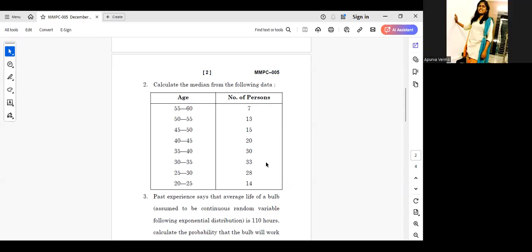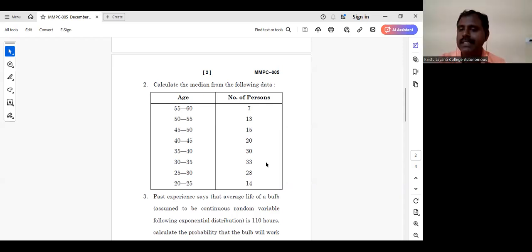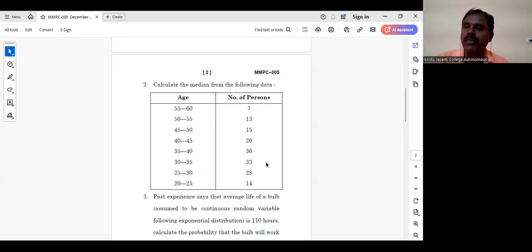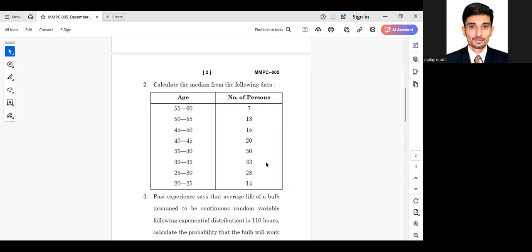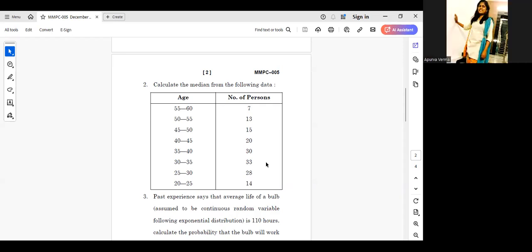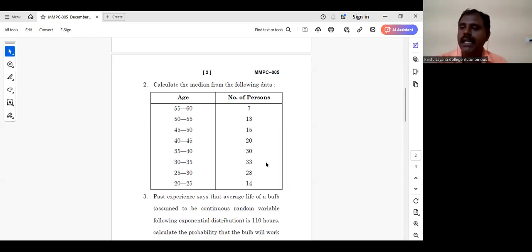No, sir. So just greater than that value you have to consider. Which is the just greater than that value? 105. Okay. The class interval corresponding to 105 is known as the median class. So which is the median class? 35 to 40 is the median class. So you have to write, therefore, median class is 35 to 40.